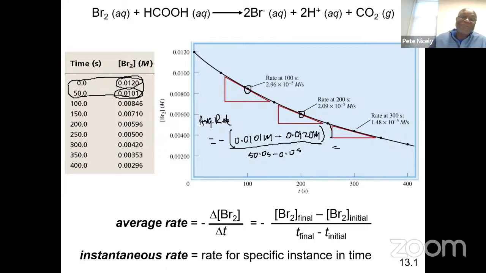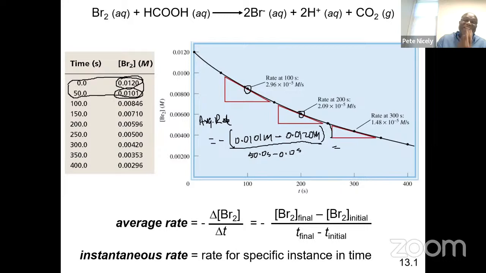So therefore, that's how you determine the instantaneous rate. And as you can see, the instantaneous rate is not constant because the slope changes. The instantaneous rate is 2.96 times 10 to the minus 5 here, and then it decreases to 2.09 times 10 to the minus 5, and so on and so forth. That's not always true. Sometimes there are a few instances where the instantaneous rate remains the same, and we're going to get into that later on.